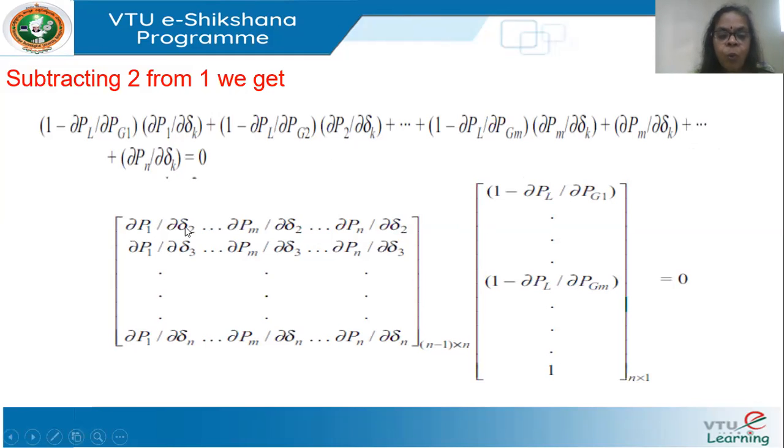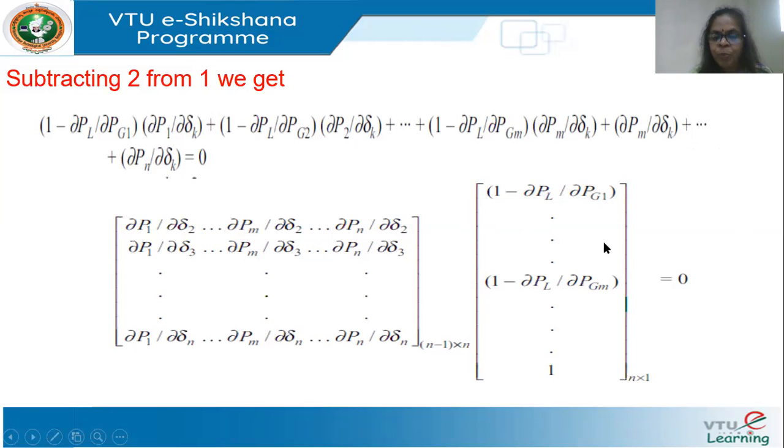So if you look at this, if I take any product, I have two terms. Just take the first term and this product. So what does it give me? Dou P1 by dou delta 2 into 1. And the second term, I'll get dou P1 by dou delta 2 into minus of dou PL by dou PG1. Now this I am assuming to be 0. So this term I eliminate and take dou p1 by dou delta 2, dou p1 by dou delta 3, all these onto the right hand side.